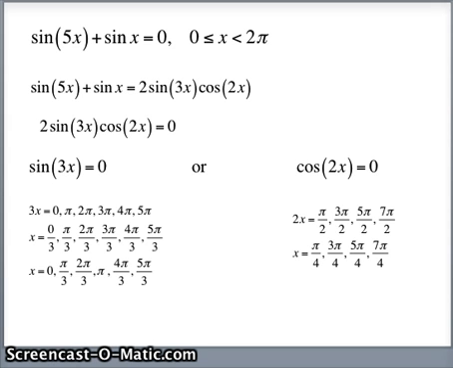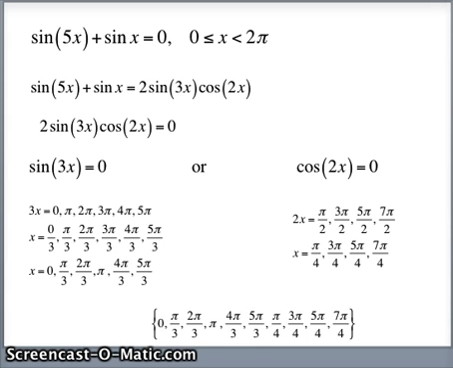Now, how many do we have all together as x ranges from 0 to 2 pi? 1, 2, 3, 4, 5, 6 answers there. 1, 2, 3, 4 answers there. So in total, there are 10 solutions. 1, 2, 3, 4, 5, 6, 7, 8, 9, 10. 10 solutions to that original equation, sine 5x plus sine x equals 0, when x is between 0 and 2 pi. And that will conclude this lesson.